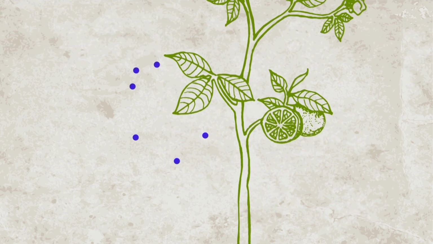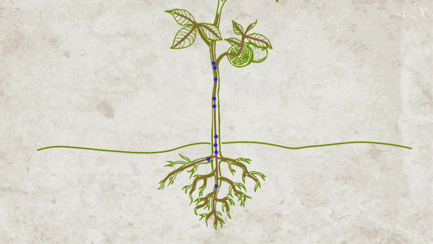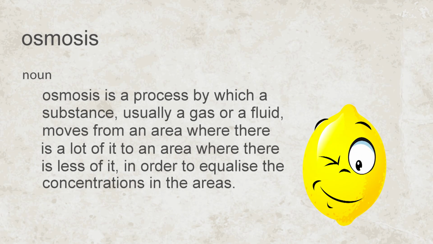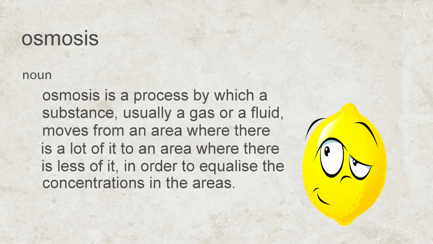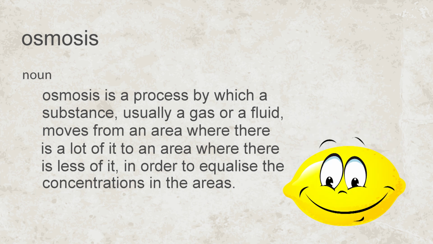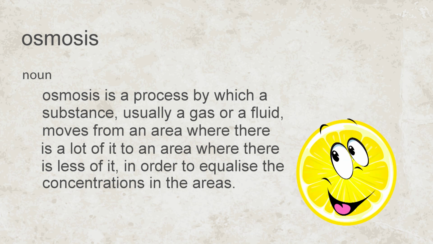The loss of water through the stomata causes water to move from the roots to other plant parts. Xylem cells are empty, almost like an open pipeline, and water must be pulled through them. When water is lost through transpiration, osmosis causes water to move from the soil into the roots, from where it is pulled through the roots and stem to the leaves. Osmosis is a process by which a substance, usually a gas or fluid, moves from an area where there is a lot of it to an area where there is less of it, in order to equalize the concentrations in the areas.